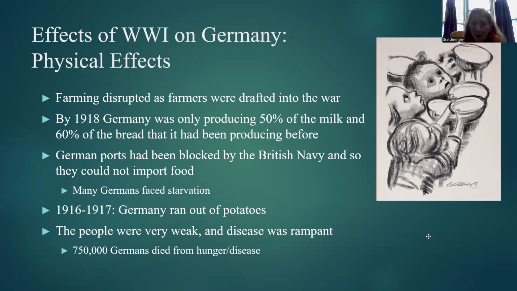German ports had been blocked by the British Navy, and so they could not import food. Many Germans faced starvation. Between 1916 and 1917, Germany ran out of potatoes. Now, potatoes are like a main staple. They're very basic. So if you're running out of something like that, that shows that things are very dire. They're also quite easy to grow. The people were very weak and disease was rampant. And an estimated 750,000 Germans died from hunger and disease. Now that is a staggering number in just about any situation. But you add to that that this is the beginning of the 20th century, and that is shocking.